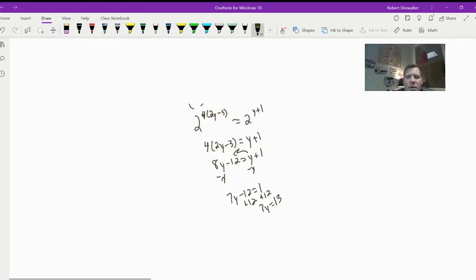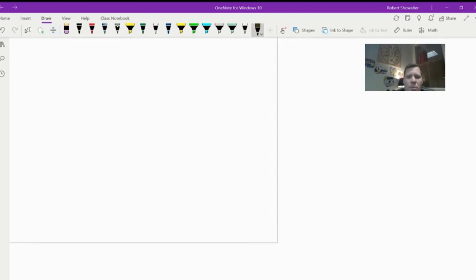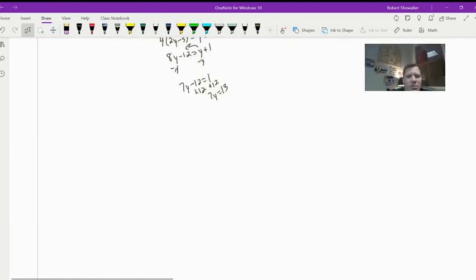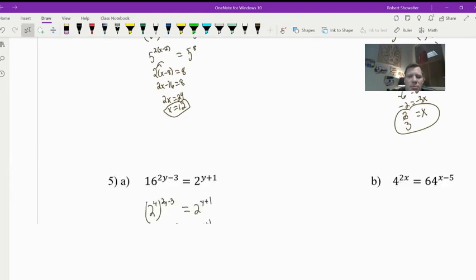7y equals 13. This is getting a little weird. Divide by 7. Ooh, where do you go? Where'd you go? I found you. I'll find you. There you are. Oop, it went away for some reason.